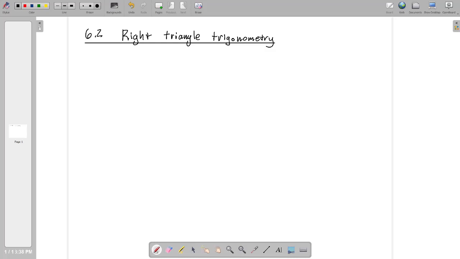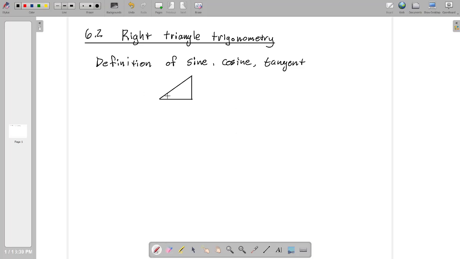Hello and welcome to the lecture on 6.2. Today we're going to talk about right triangle trigonometry. Let's jump right in with the definitions of sine, cosine, and tangent. And this is actually the reason that I go over these two sections before I start chapter 5.